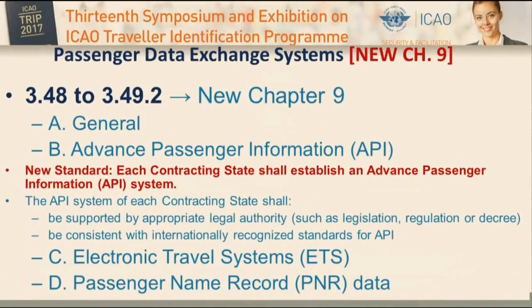Before moving to the next slide, I just want to mention that my colleague Juan Lamosa will give you some updates on the auditing of Annex 9 security-related SARPs, and more specifically on the SARPs which are touching the ICAO TRIP strategy.